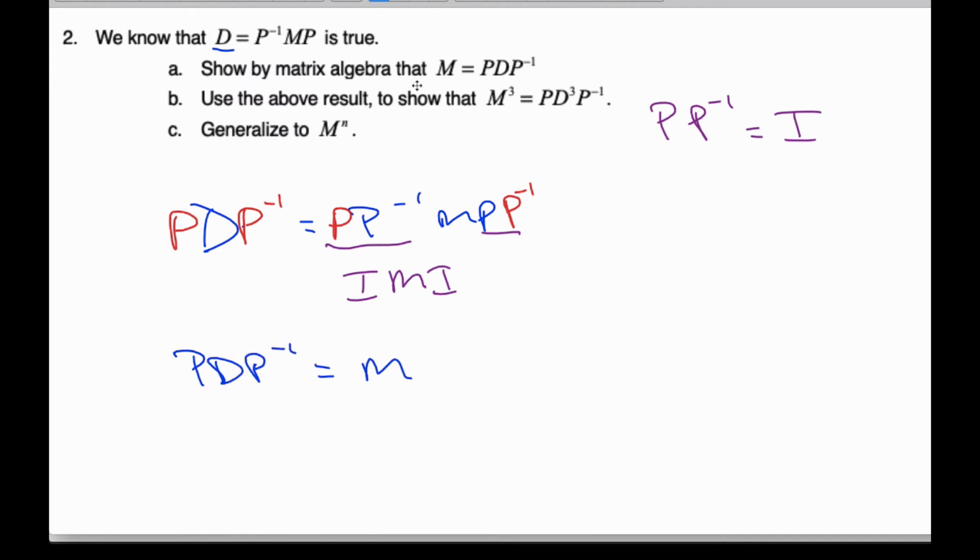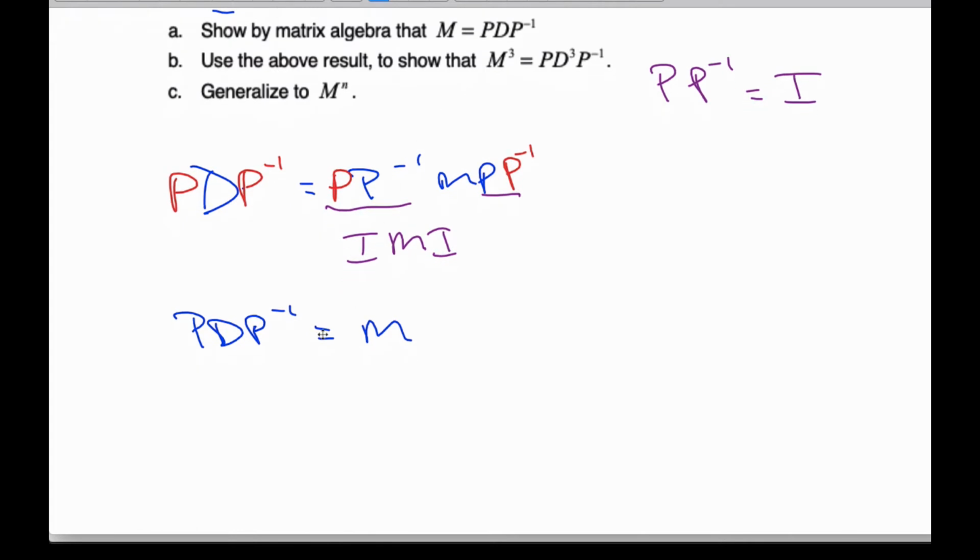All right, so now that I have this result, I can use it to generalize. I want to solve for M cubed. Well, if I want M cubed, I know what it's going to be. It's going to be P D P inverse times P D P inverse times P D P inverse, because that's cubes, M times M times M.